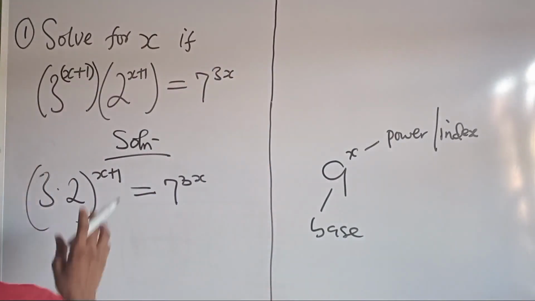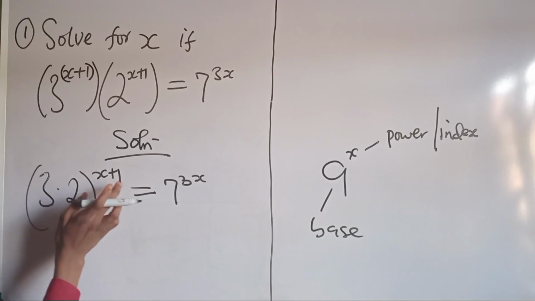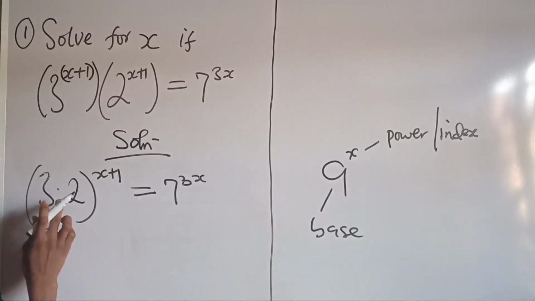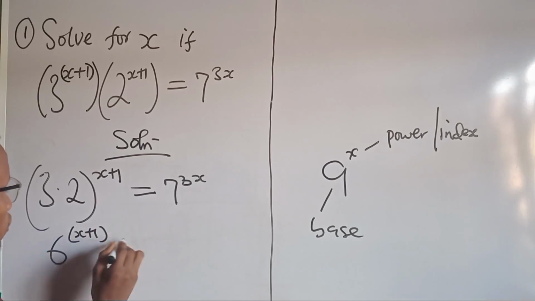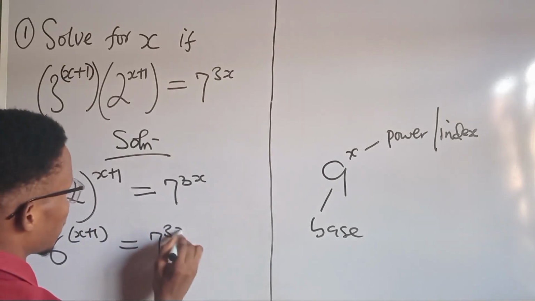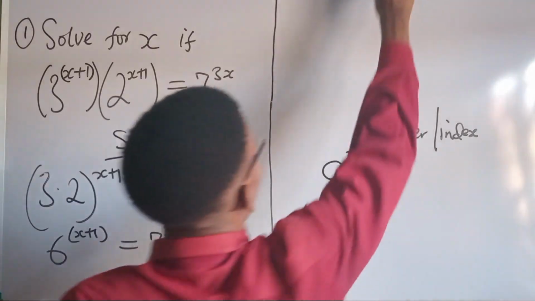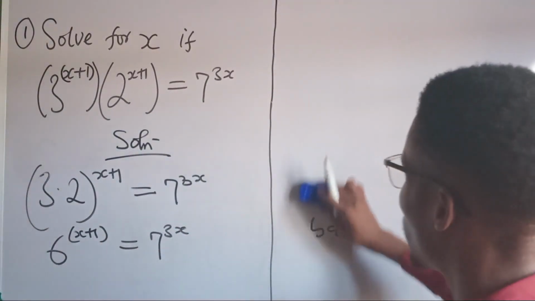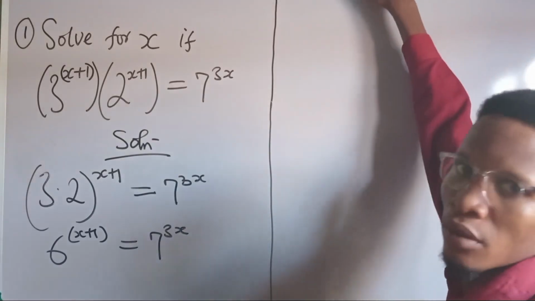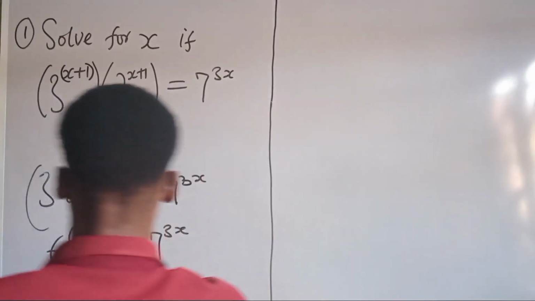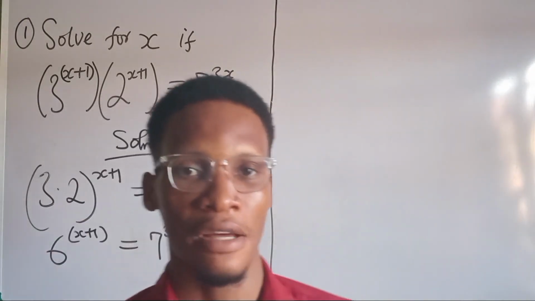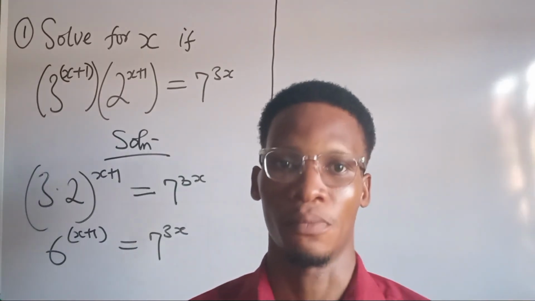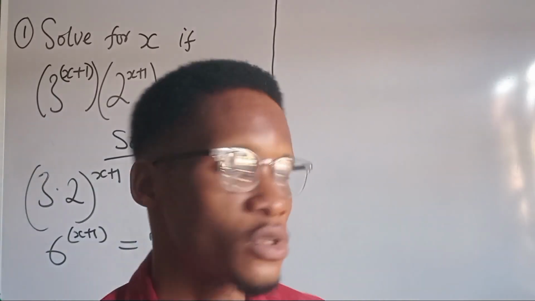Next, you have 7 raised to power 3x. Then this 3 times 2 will give us 6, then raised to power x plus 1, which is equal to 7 to the 3x. In this case now we'll have to introduce log, because our aim is to get the value of x, and there's no other way we can get the value of x without introducing logarithm. So that's why we need to introduce logarithm now.